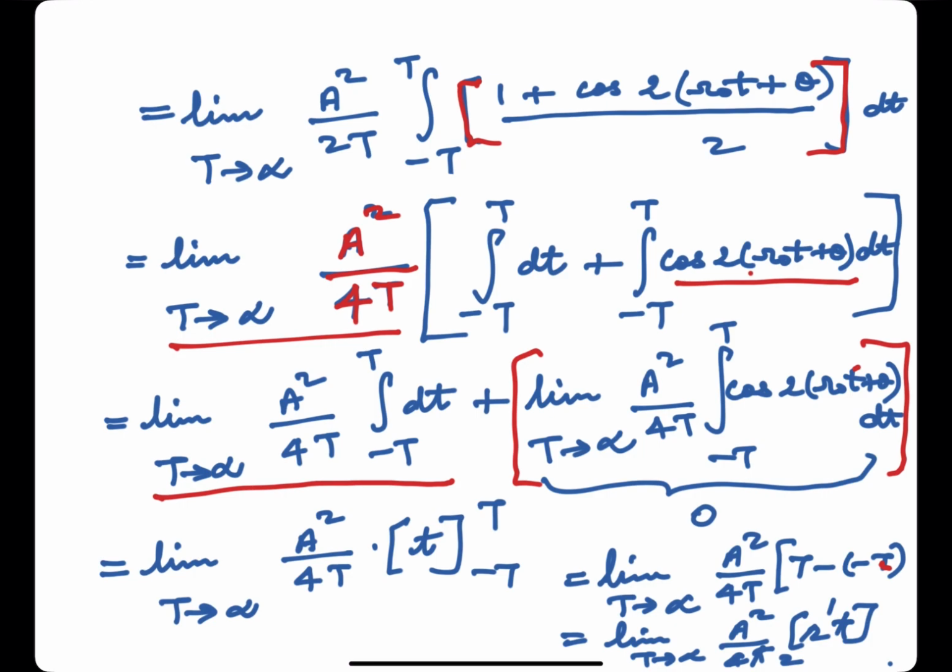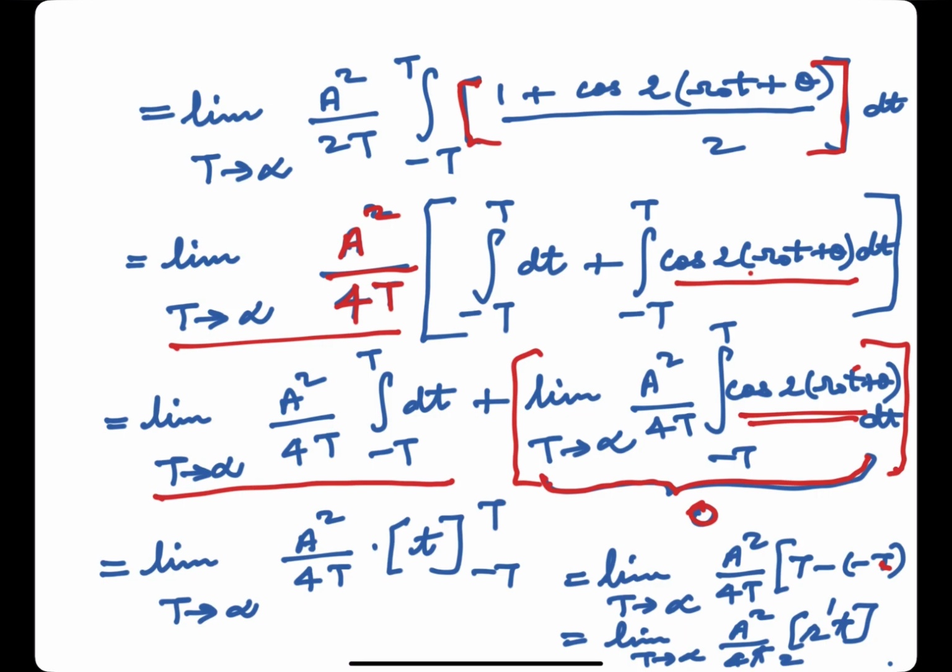So here, if we look at this second integral, it is in the form limit T tends to infinity and A squared by 4T integration from minus T to T cos of 2 omega naught t plus theta. This function is finite and bounded, so this integral will be equivalent to 0. So directly we can substitute this integral according to the mathematical property. This integral will be equivalent to 0.